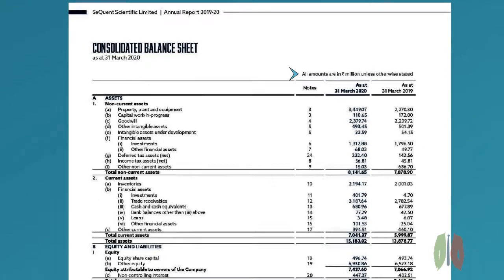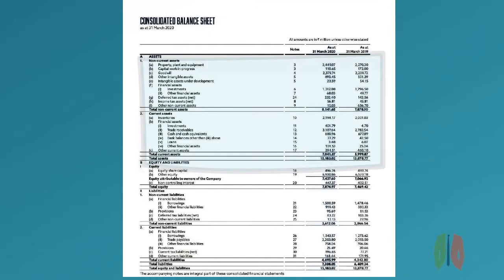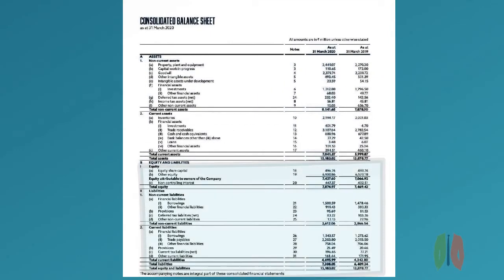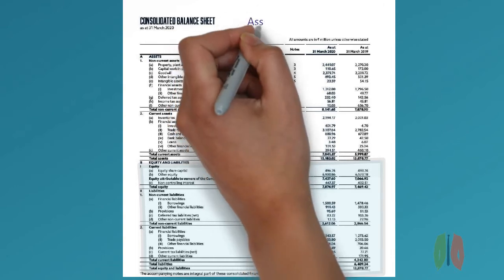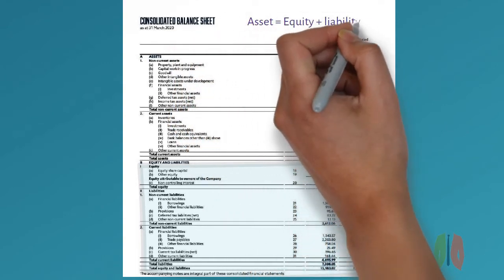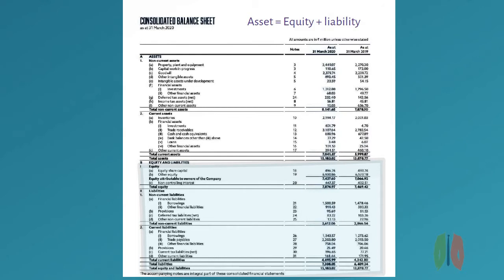A balance sheet has two parts. One is the asset part and the other one is the equity and liabilities part. As we know the accounting equation, assets equal equity plus liabilities. So what is an asset? An asset is something which we can convert into cash for future purposes, and liabilities are something on which we have to spend money.